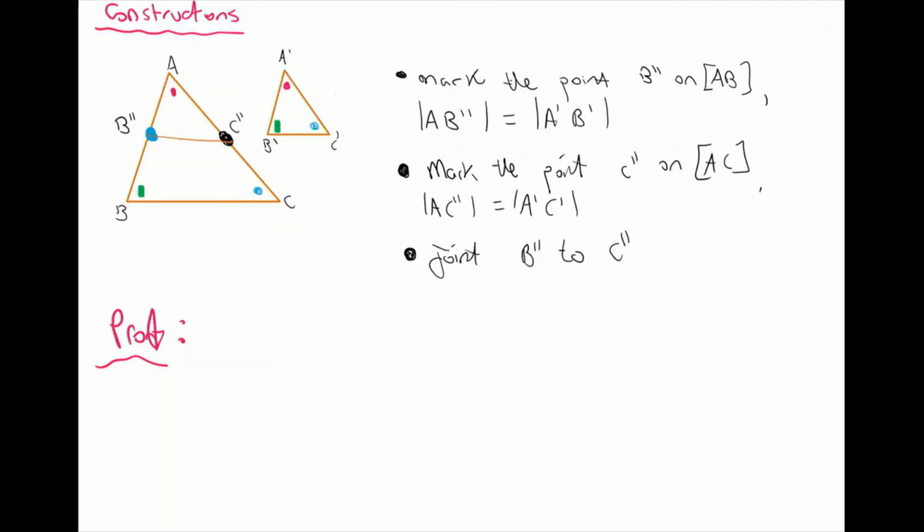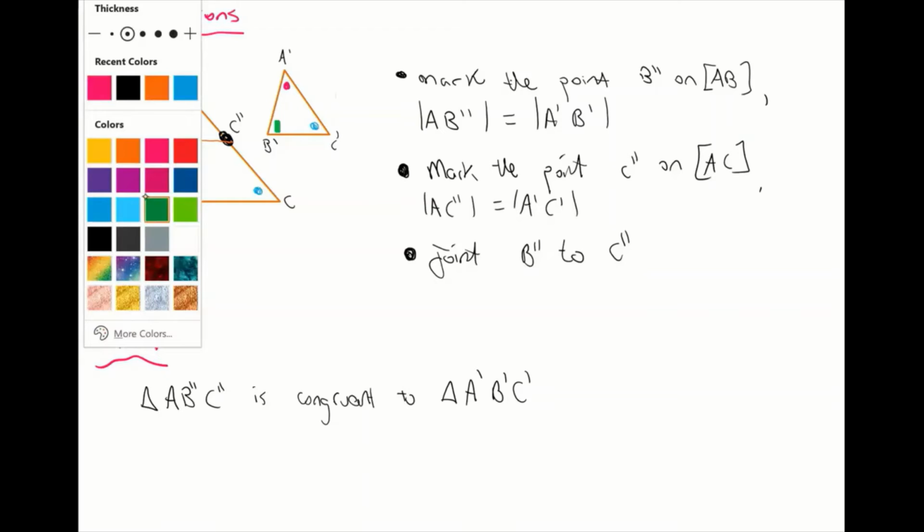So the first thing we know is that we have two congruent triangles. We have the triangle A dash, B dash, C dash is congruent now to A, B double dash, C double dash. Those two triangles are congruent because we fit the smaller triangle into the larger triangle through our constructions up above. So that's the first thing I'm going to note here as part of our proof, that those two triangles are congruent.